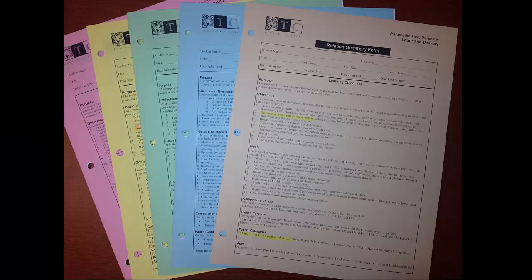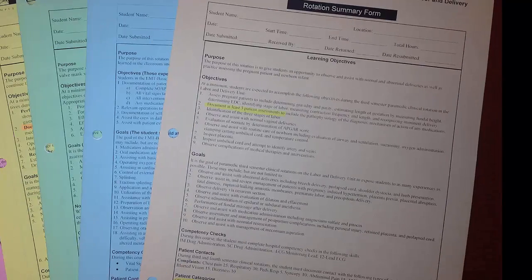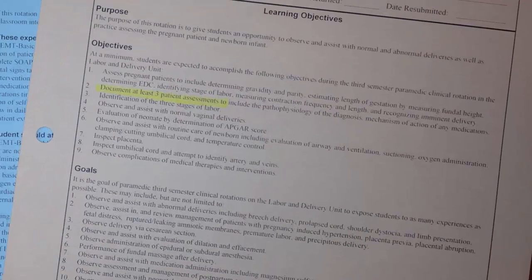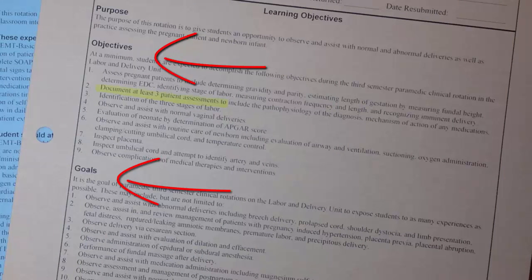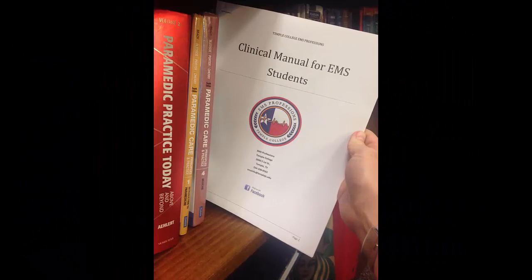First, the student's paperwork that he or she carries with them. This is the paperwork that you will be asked to sign at the end of each shift. The very front page of their paperwork lists their goals and objectives. The other place you can find this information is in the hospital clinical manual that our department has produced and provided to each department where our students rotate.